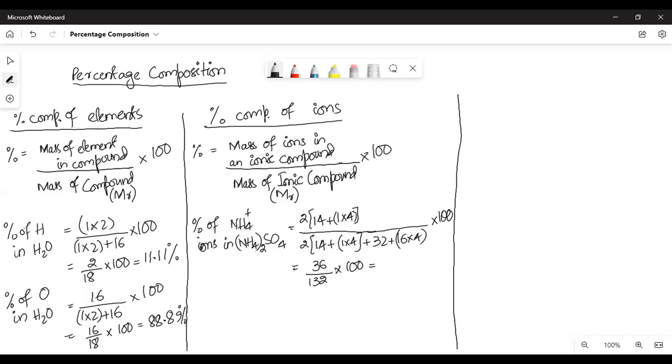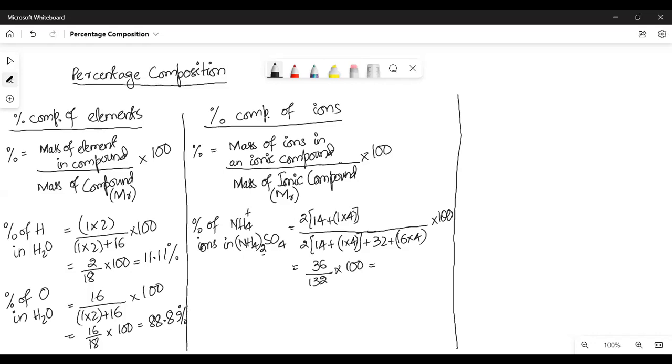Okay, sir, but why did we add 2 before the 14 in the mass of ions in an ionic compound? Why do we have what? Why did we add 2 in the numerator? Because there are two ions. Because there are two ions because of this twice, right? So we have the 2 in the numerator as well as we have the 2 in the denominator.